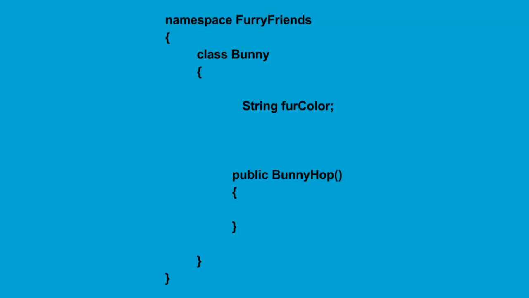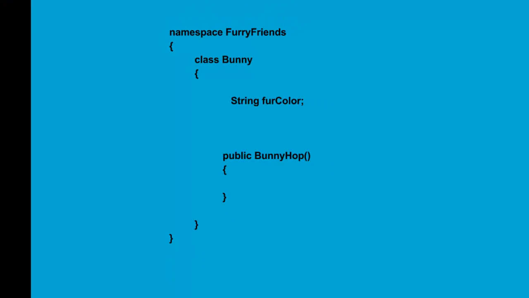And next we're going to see public bunnyHop. BunnyHop would be what? A method. And this is all contained in a namespace called FurryFriends. So in this case, this is a simple structure of a class.